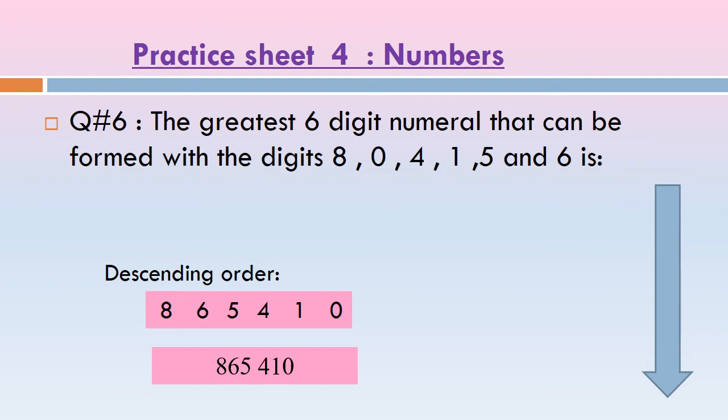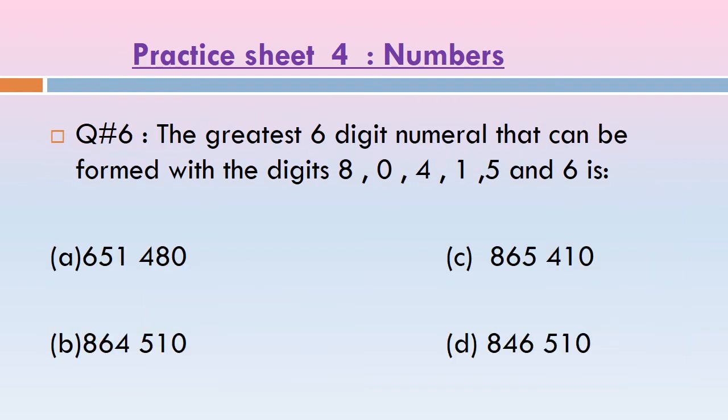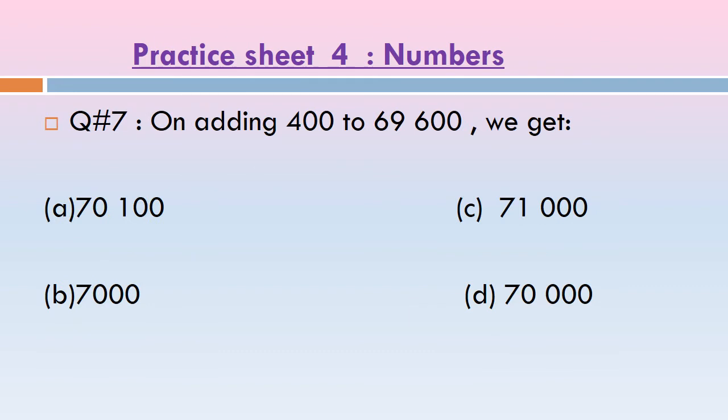865,410. So our answer will be yes, C option. C option is the right option. Question number 7 is on adding 400 to 69,600, what will we get?